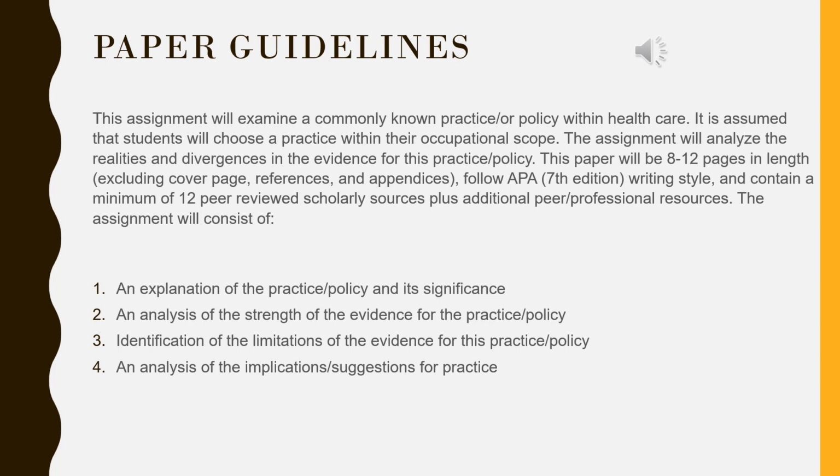The paper should be around 8 to 12 pages long, and that excludes your cover page, your references, as well as the appendices if you choose to have some appendices. You should be following APA writing style, and your paper should have a minimum of 12 peer-reviewed scholarly sources, plus additional peer or professional resources. The assignment will consist of an explanation of the practice or policy and the significance of it, an analysis of the strength of the evidence for the practice or policy, identification of the limitations of the evidence for this practice or policy, an analysis of the implications or suggestions for practice.